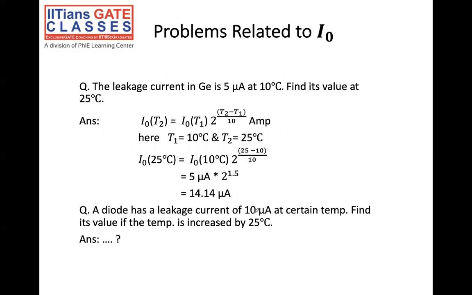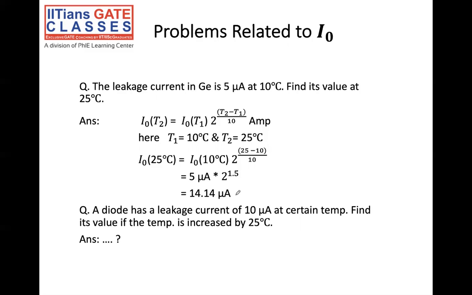So now we have a problem based on this leakage current. It is very simple. The leakage current in germanium is 5 microampere at 10 degrees centigrade. Find its value at 25 degrees centigrade. Simple. T1 is 10 degrees centigrade, T2 is 25 degrees centigrade. So we can find out its value. It is coming 14.14 microampere, which I have given here.